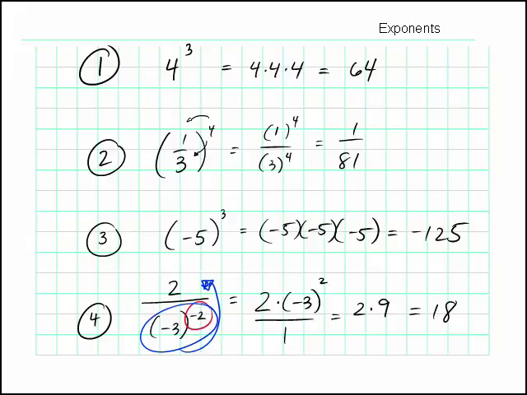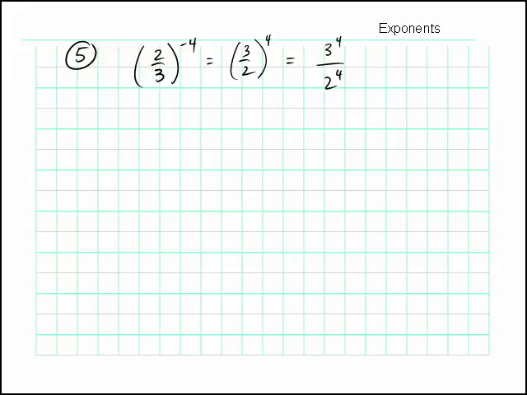Example number 5. Two-thirds to the -4. There's a couple ways to go about simplifying this. Here's one way. I can make that negative exponent a +4 if I just flip over the fraction, 3 over 2, now to the 4th power. That's 3 to the 4th over 2 to the 4th, which is 81 over 16.